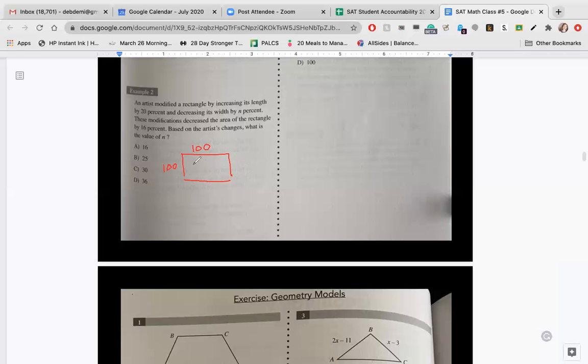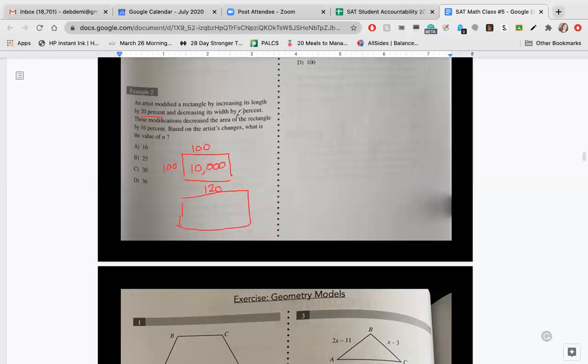Okay, so if we did this, you could have done 10 and 10, but I like 100s better for some reason. So we know that the area of this whole thing is 10,000. All right, so that's the initial amount. So we're going to increase its length by 20%. So increasing the length by 20%, we're going to make it 120 now. Okay, so now it's going to be 120 because we're going to increase it by 20%. So that's going to be 120.